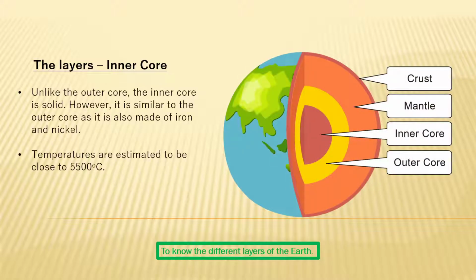And finally, the inner core. Unlike the outer core, the inner core is solid. However, it is similar to the outer core in that it also is made out of iron and nickel. Temperatures are estimated to be roughly 5,500 degrees Celsius, with some even predicting that this is as hot as the surface of the sun.